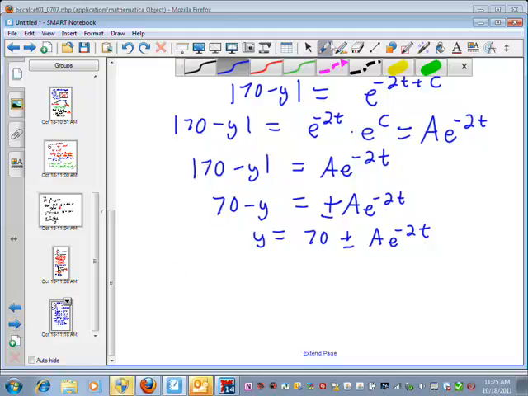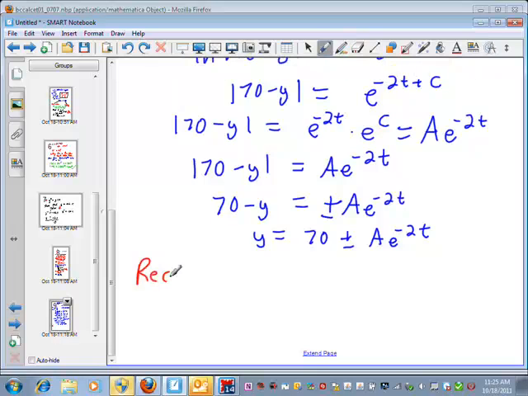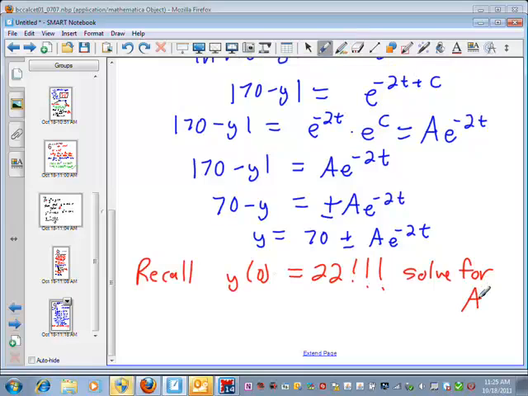Right? So we'll recall that y of 0 is 22. By the way, with this differential equation and the initial condition, how many solutions are there? One. One and only one.